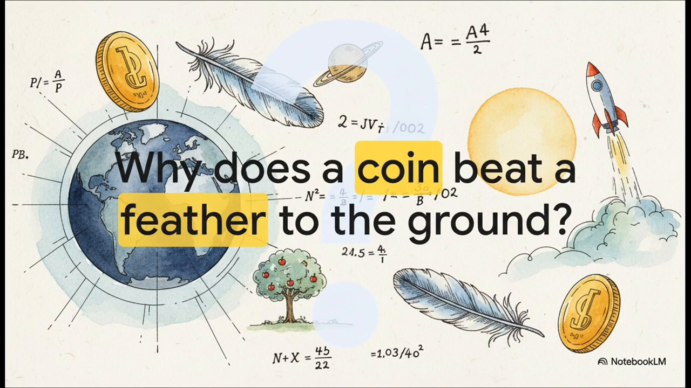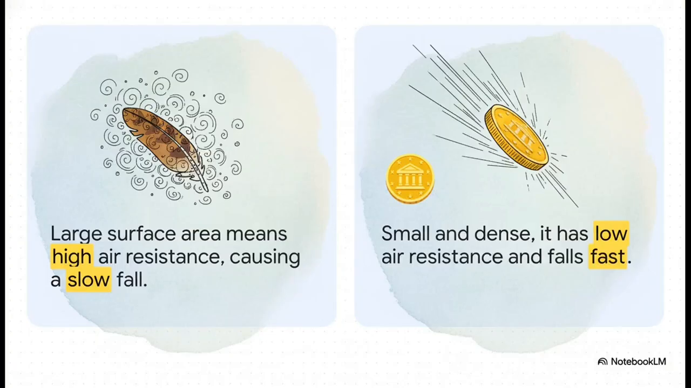Well, the real story is way more interesting. You see, the real culprit here isn't an object's weight. It's something invisible, air resistance. Think about it. The feather has this huge surface area, so it's constantly bumping into air molecules, which slows it way, way down. The coin, on the other hand, is small and dense, and it just slices right through the air with almost no trouble at all.